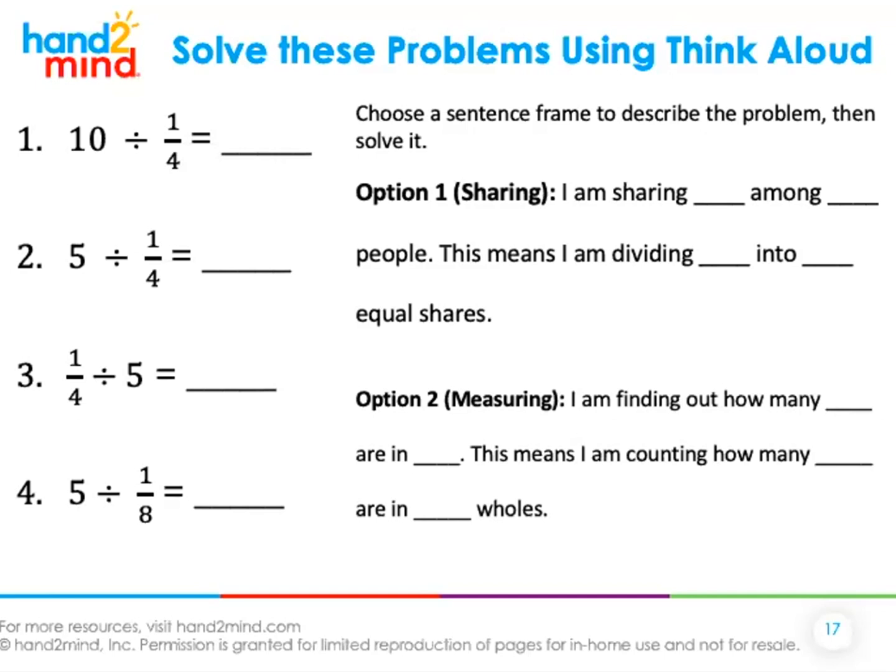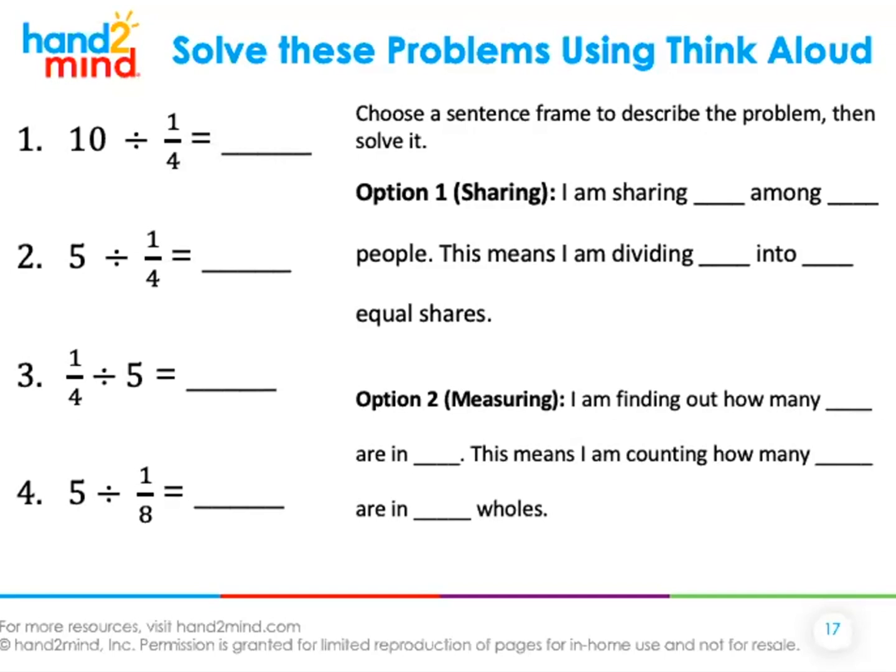1/4 divided by 5. Wow, if I'm dividing by 5, I'm thinking sharing. So I'm going to go up to the other frame. I am sharing a fourth, say, of a pizza among 5 people. This means I'm dividing 1/4 into 5 equal shares. So that 1/4 is going to get split, split, split, split, split, and that's going to give me 1/20 of a portion size, 1/20 of what would be a whole pizza.